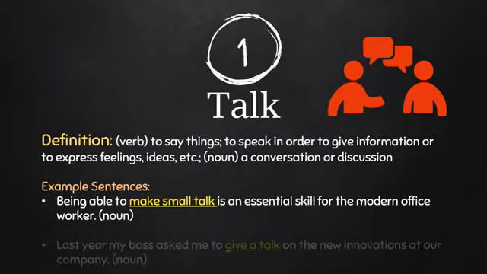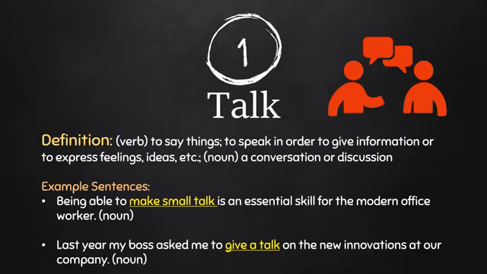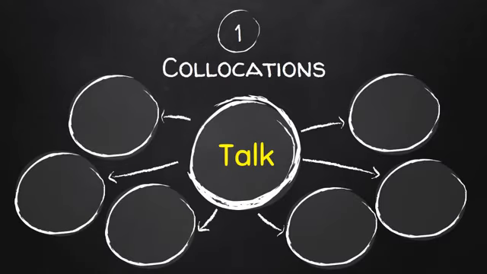The next sentence. Last year, my boss asked me to give a talk on the new innovations at our company. This is also using talk as a noun. In the first sentence, we have make small talk. And in the second sentence, we have give a talk. Give a talk, which is kind of like a speech. All right, let's look at some more collocations, or words that go together, with talk.